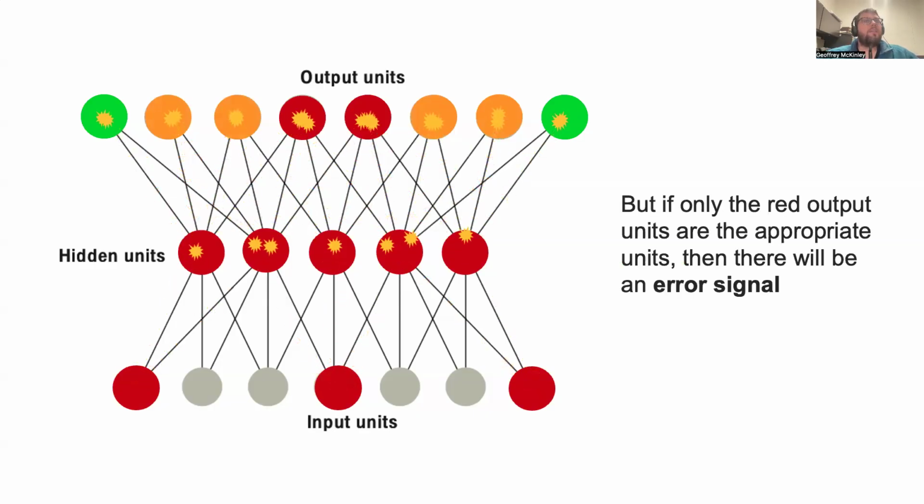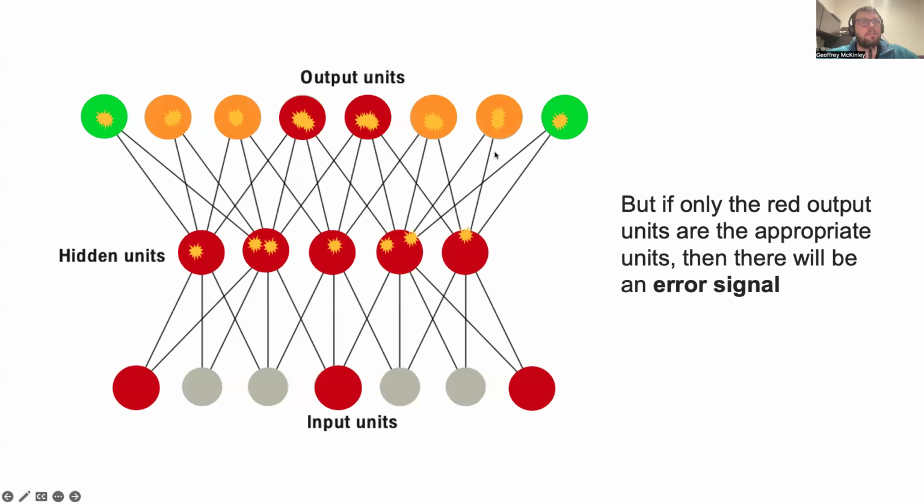Now imagine that the red units are the only appropriate units that should be activated. Maybe you're trying to say the word dog, and these two units are the only ones that uniquely correspond to the word dog, and all these other units are just noise. Well, what's going to happen is there's going to be an error signal. Each of these units is going to send an error signal back. This orange one and this green one are going to tell their connection weights, hey, shut up. Don't send me that information. I don't want to hear it.